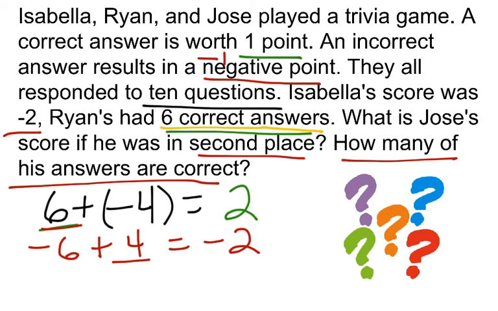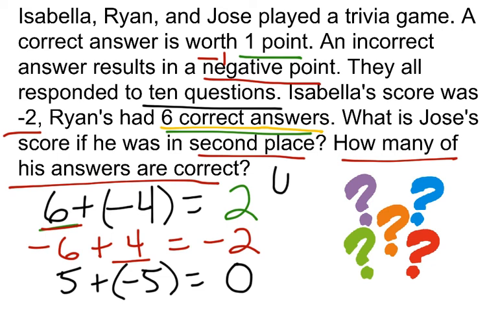What number lies between 4 and 6? So we can see, 5 plus -5 would give me 0. So the only number that's in between those two is 5 correct and 5 incorrect, which would mean Jose scored second place. He had a score of 0 and 5 correct answers.